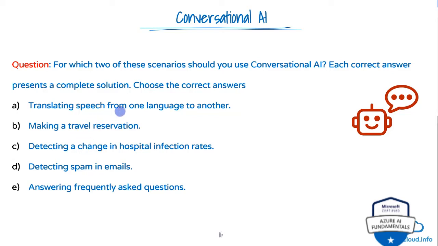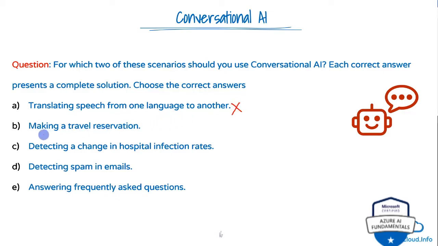All right, so the very first option is translating speech from one language to another. And as we know, conversational AI cannot translate speech from one language to another. This is a feature of NLP, natural language processing, which we discussed in another lesson. Although conversational AI has some natural language processing capabilities, they are restricted to extracting the keywords and information from human input. So this is not the right answer.